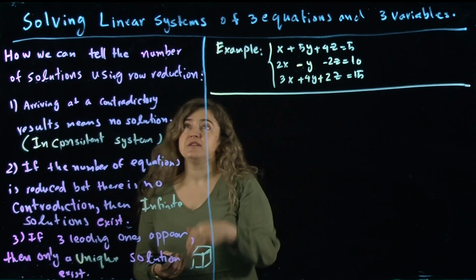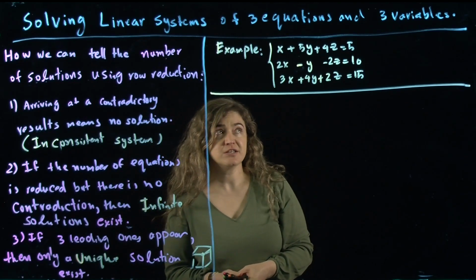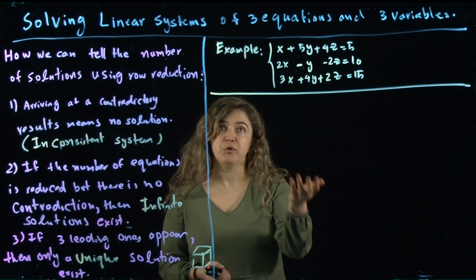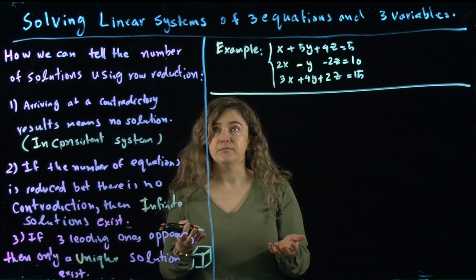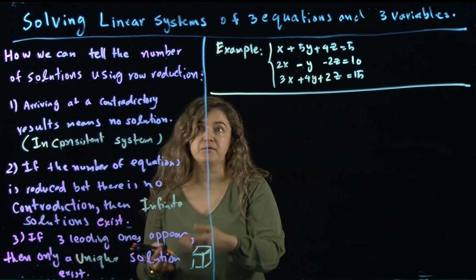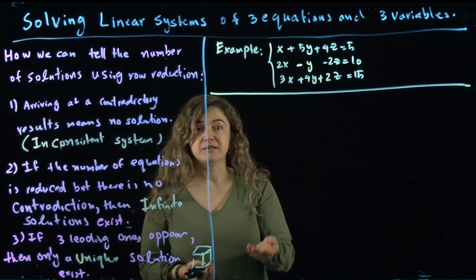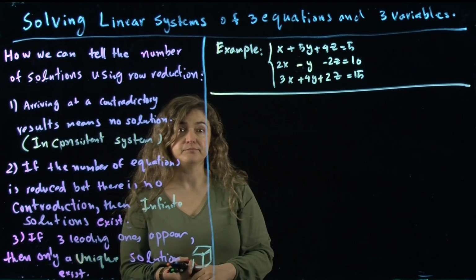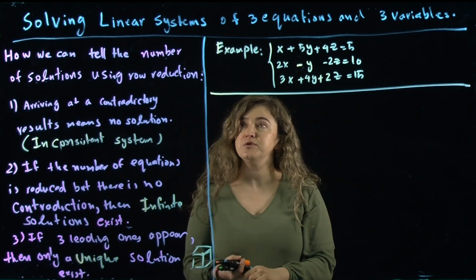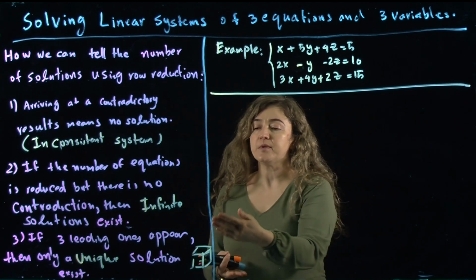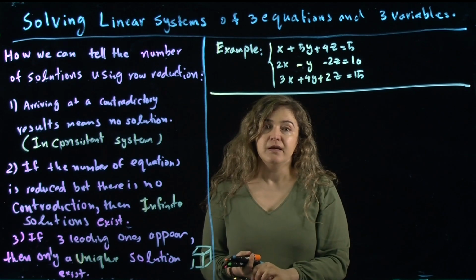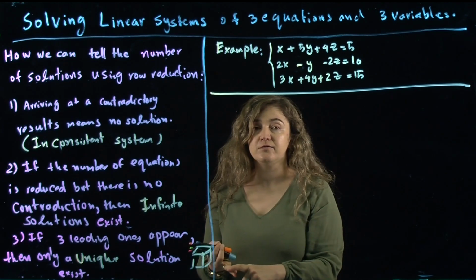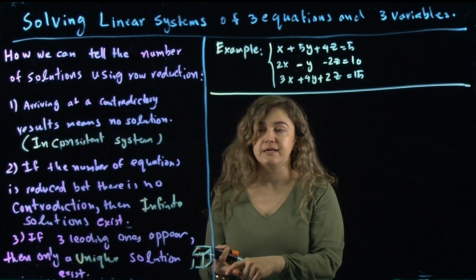So we're continuing with solving linear systems of 3 equations and 3 variables. We already did one example when we used the row reduction method and arrived at a solution. The example that we did when we introduced the row reduction had a unique solution. That means there was only a value for x, only a value for y, only a value for z.